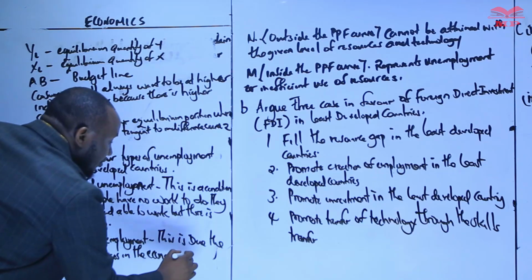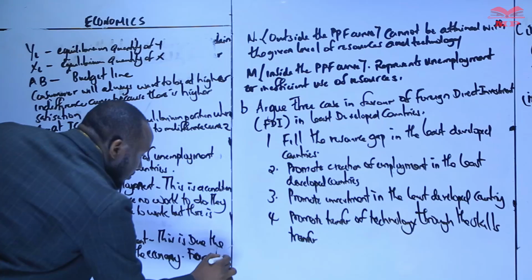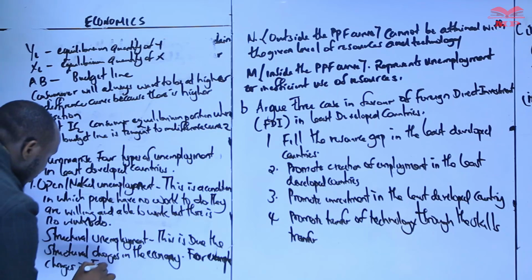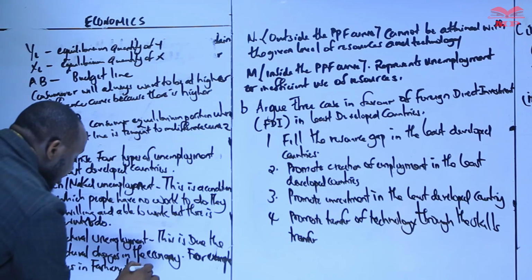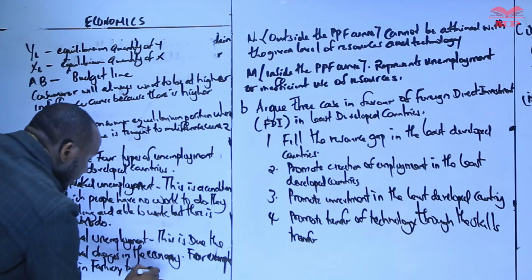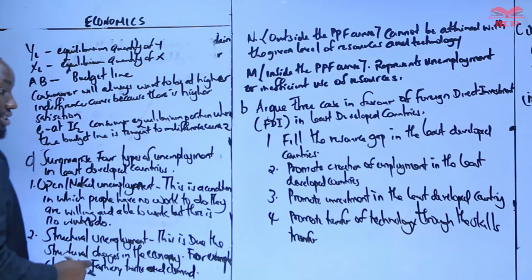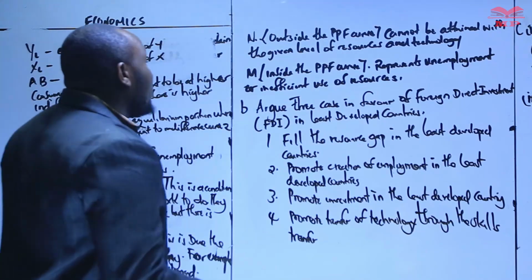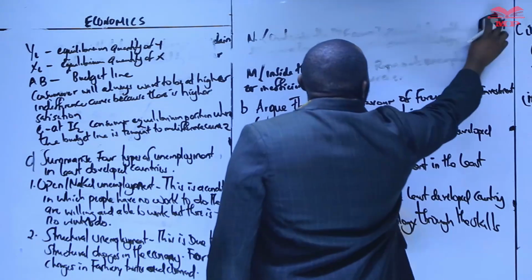For example, changes in fashion, tastes, and demand. These are some of the factors that we find in a least developed country that would cause unemployment. That is structural unemployment. We proceed to the next.